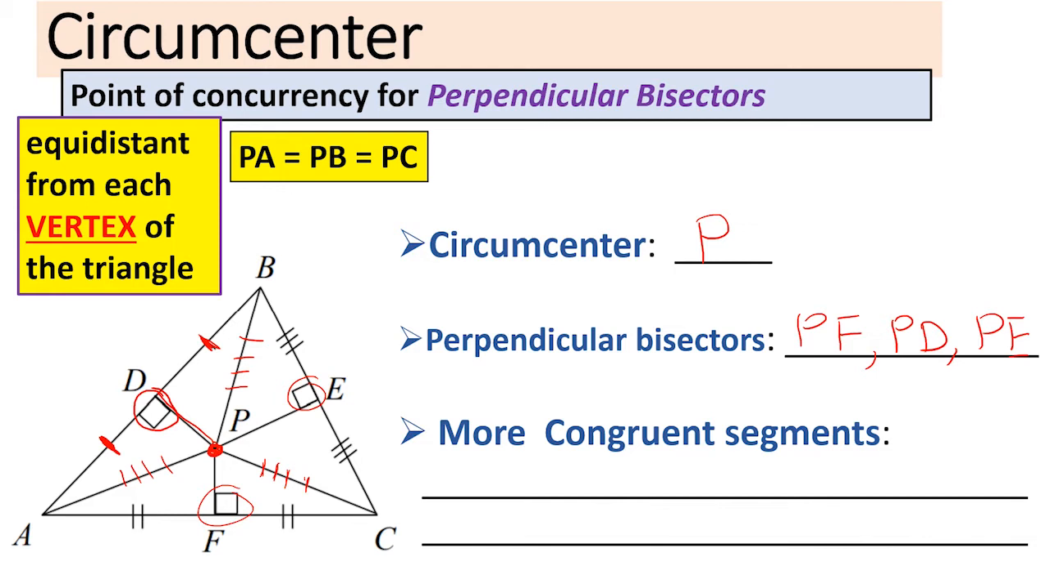So let's list some more congruent segments here. More congruent segments are AD and DB. So AD right here and DB. Next, we could say that BE is congruent to EC, and AF and FC are also congruent as well. So we have those pairs of congruent segments there.